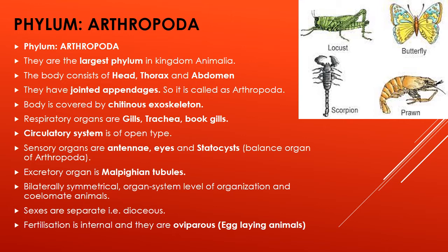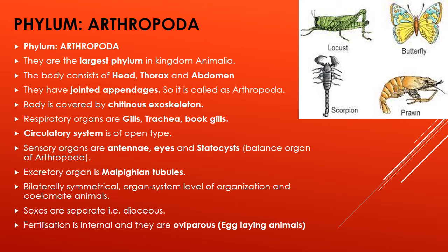Sensory organs, obviously you know that: antennae, eyes. Statocyst, very, very important. Name the balance organ of Arthropoda. Balance organ: statocyst. Excretory organ is Malpighian tubules. Remember this. Very, very important. In Annelida, it is nephridia. The excretory system in Annelida is nephridia. I think I forgot that. But the excretory organ of Arthropoda is Malpighian tubules. For example, just remember cockroach.